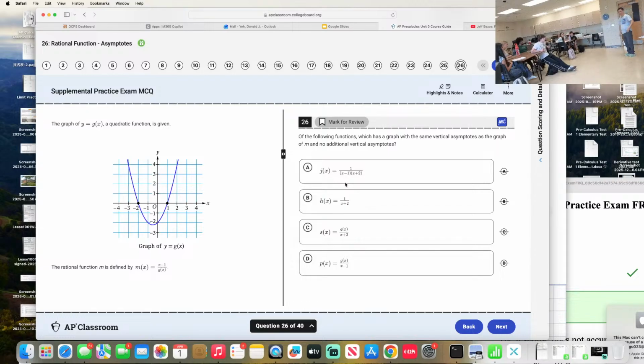Wait, why is it one? I said that. Because you're plugging 1 here. So 1 over 1/3. So this graph is going to have an asymptote at -2, and at 1 and 1/3 is right here. The graph's going to go like this.